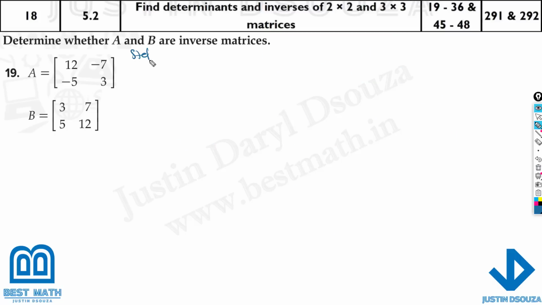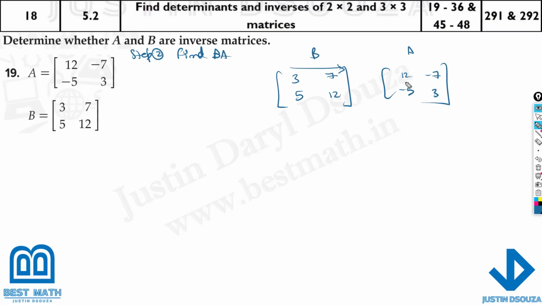Step 2, find BA. B and A. So B will be the second matrix over here. Matrix B is 3, 7, 5, and 12. And then we have A, that is 12, minus 7, minus 5 and 3. So now let's take this with this.